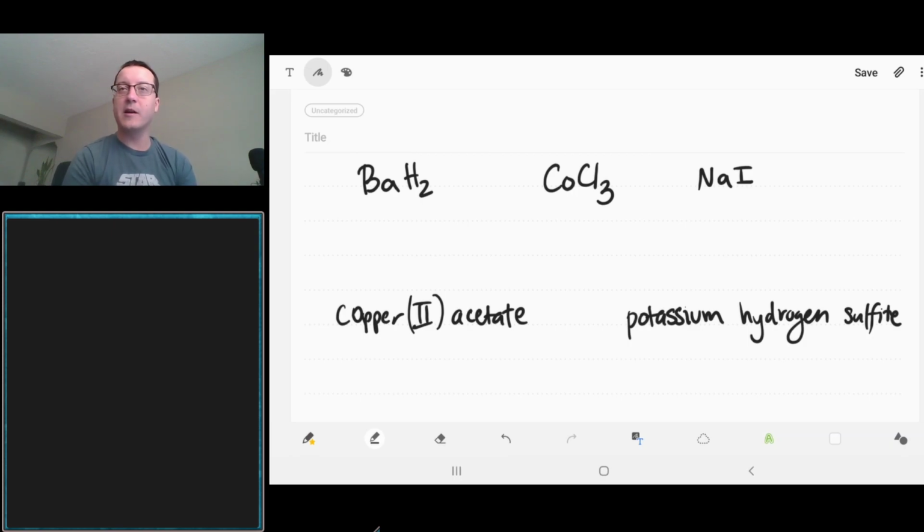So remember, all of these are going to be ionic compounds, which means they are just the names of their respective ions put together. And so what you need to do here is identify the ions, know their names, and then you can put them together to form the compound.